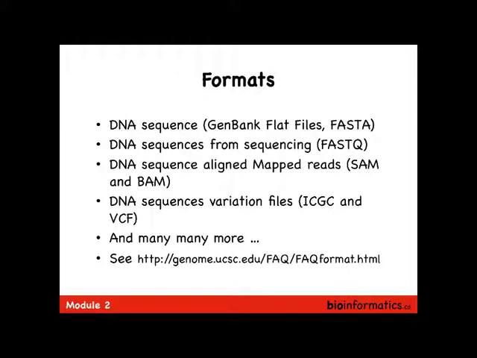This week, though, we're going to talk about FASTQ files, which are basically DNA sequences from sequencing machines, and they are derived from FASTA files, so understanding the history of the file format helps a little bit. We're also going to talk about SAM and BAM files, which are alignment files also from sequencing experiments. Then we're going to talk about variation files: ICGC has a format and VCF is a more standard format. And then there are many, many more.